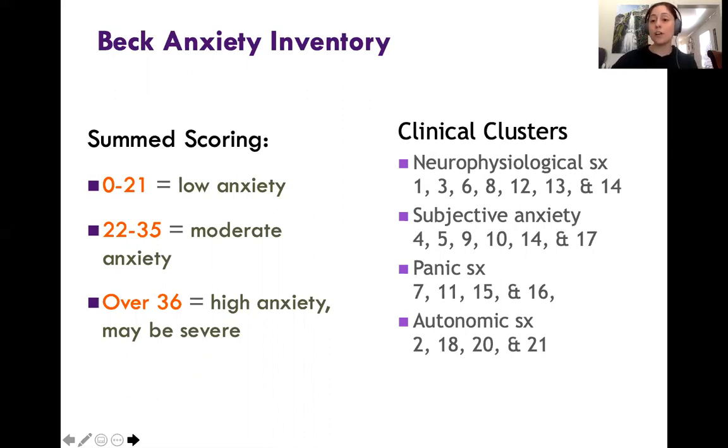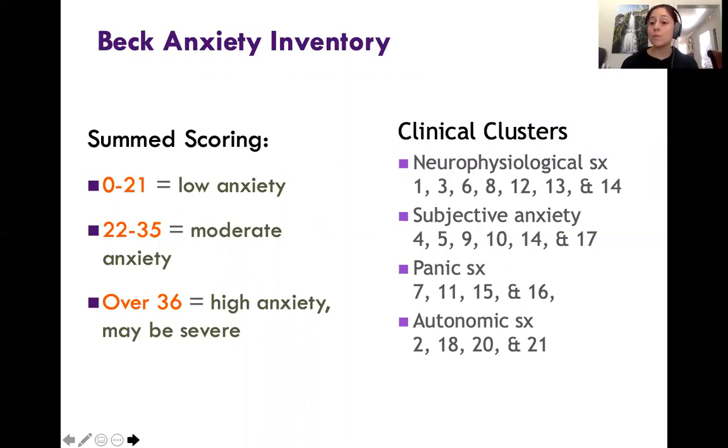So the neurophysiological symptoms would include things like numbness and tingling, being unsteady, and so on. Subjective would include things like feeling terrified and feeling like the worst is happening. So that has to do with the client's perception. Panic involves symptoms associated with panic, like fear of dying. And finally, autonomic includes things like indigestion problems, sweating, feeling hot, and so on.